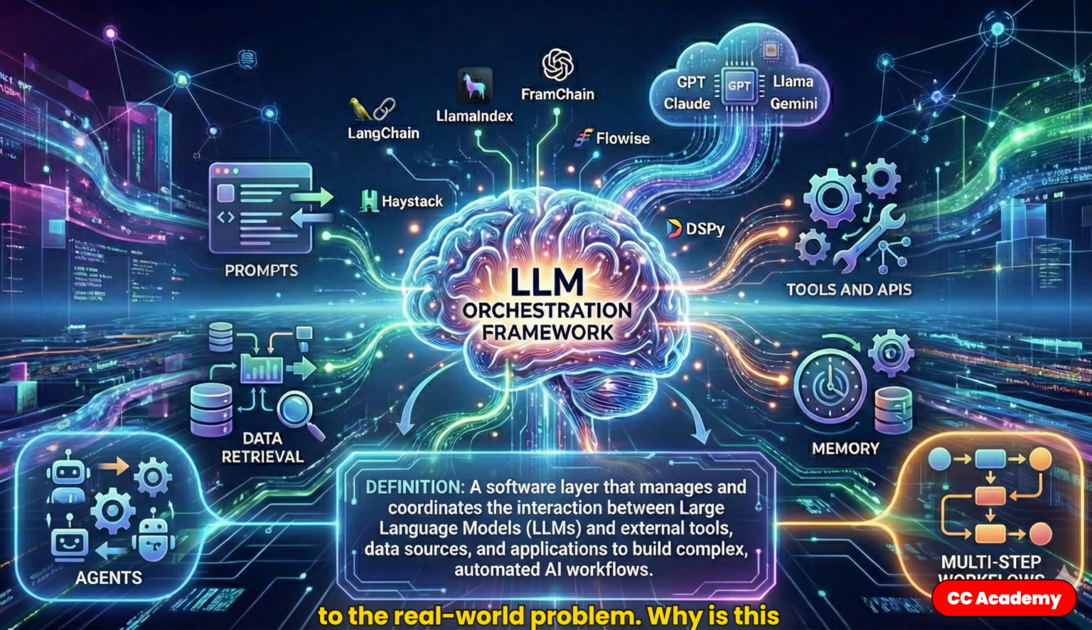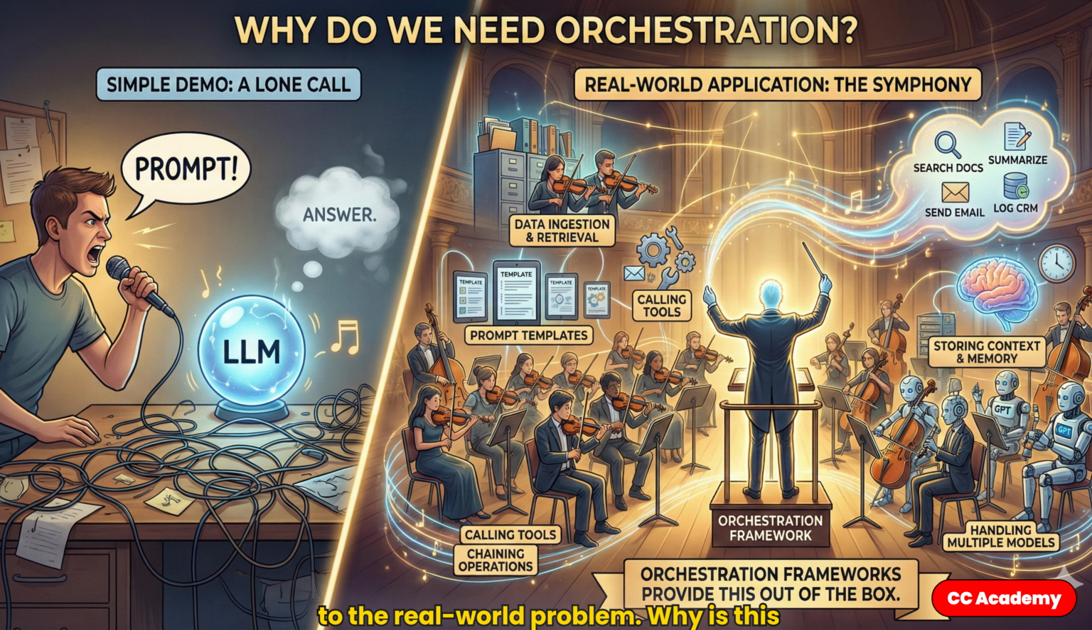Okay, so let's move on to the real-world problem. Why is this back-end brain so absolutely necessary? A single call to an LLM, it's awesome for a demo. Asking it to write a poem or explain quantum physics is just a one-shot deal. It's clean, it's simple, and it's super impressive. But when's the last time a real-world task was that simple? They're almost never one-shot questions. They're processes, they're workflows, and they usually involve a whole bunch of different steps and data sources.